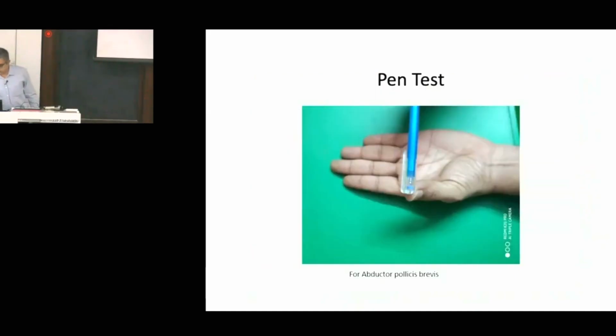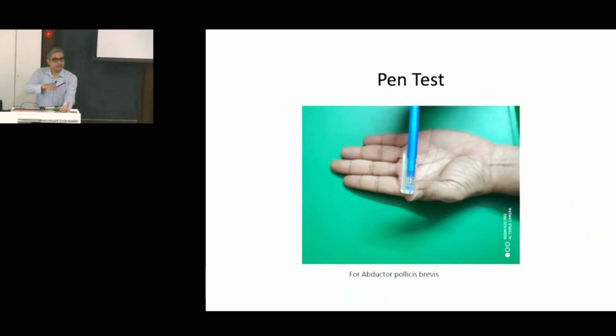Another test for the median nerve, especially for the abductor pollicis brevis, is the pen test. We ask the person to touch the pen. This is abduction, this is adduction. If the abductor pollicis brevis is paralyzed, the person is not able to touch the pen. Ask them to hold the hand like this and try to touch the pen.